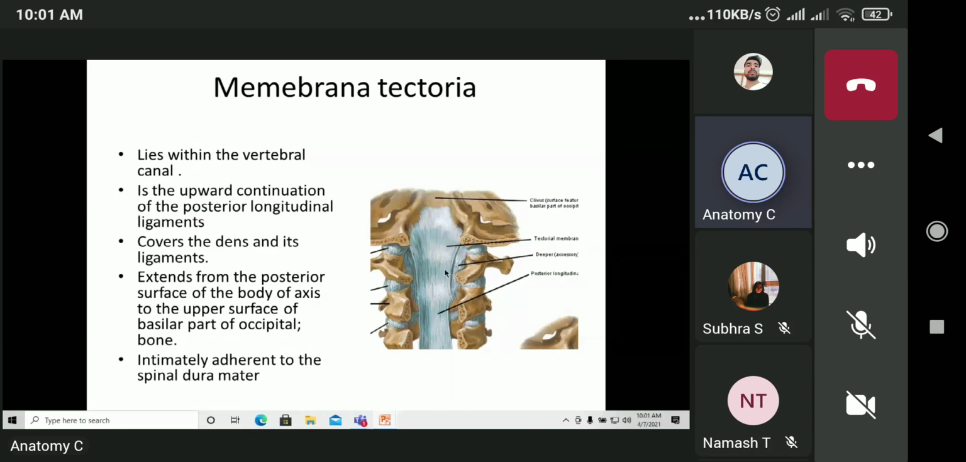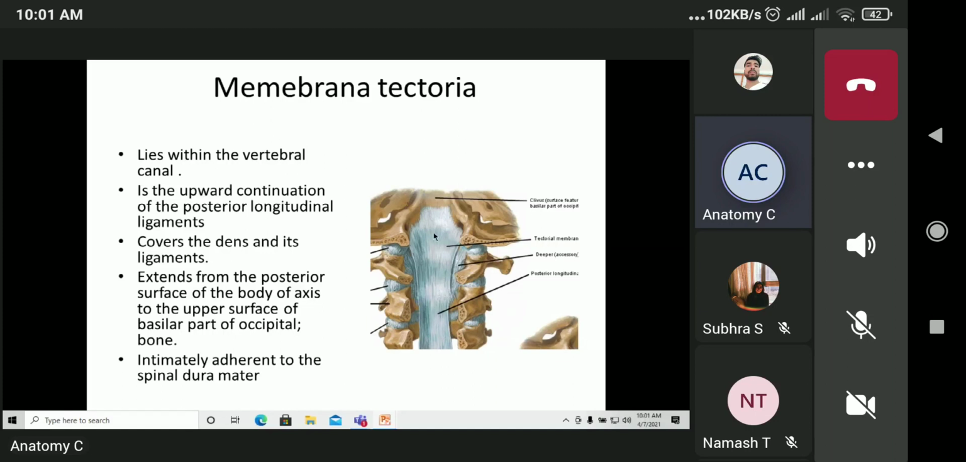Now this is the membrana tectoria. Look at it. It lies within the vertebral canal. It is the upward continuation of the posterior longitudinal ligament. This is the posterior longitudinal ligament, this is the membrana tectoria.